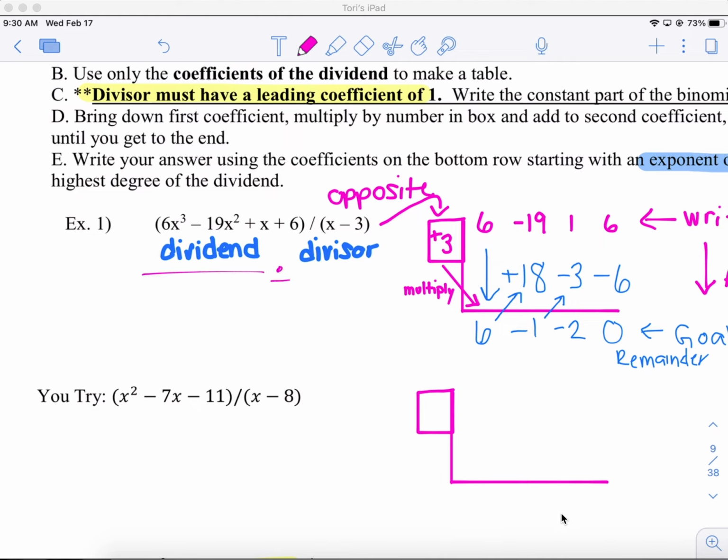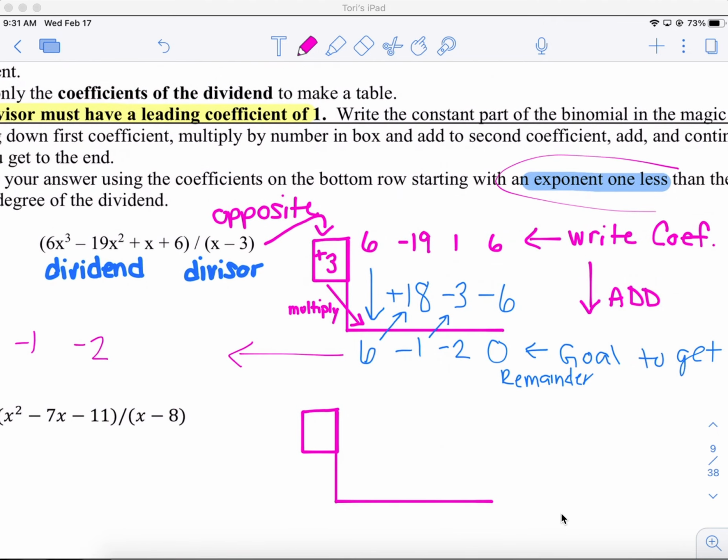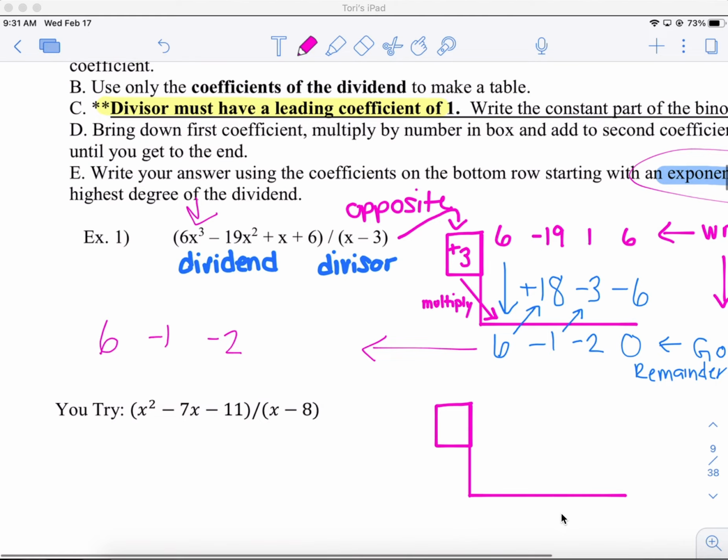Okay, make sure you know kind of what's expected in the question so you know how to write your answer. We are going to take this over here now, and we know that we have a 6, a negative 1, and a negative 2. We are going to use an exponent 1 less than what we started with. So we started with x to the 3rd power, which means when I write my answer, I'm going to start with an x squared. So 6x squared minus 1x minus 2. This is my answer.